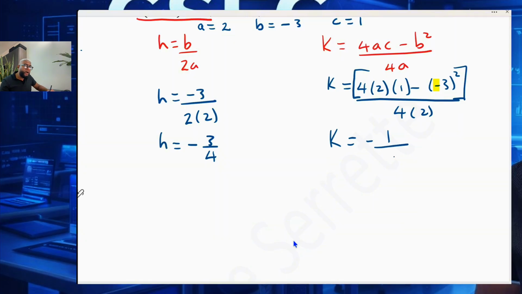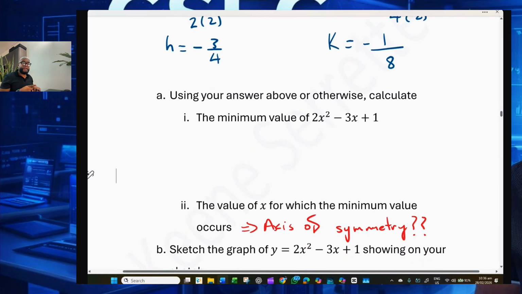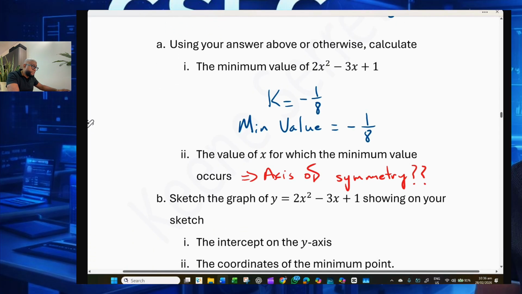Negative 1 over 8. So using your answer above or otherwise, calculate the minimum value of the quadratic. The minimum value is the value of k, so k will be equal to negative 1/8. You should actually put the minimum value, so 0.125 is equal to negative 1 over 8, right? We're done there.